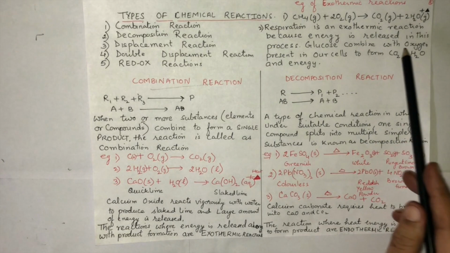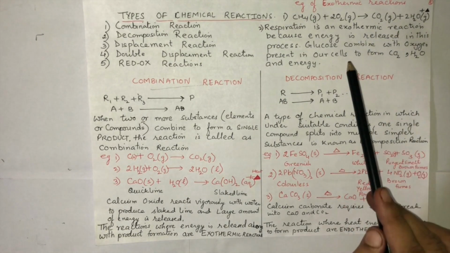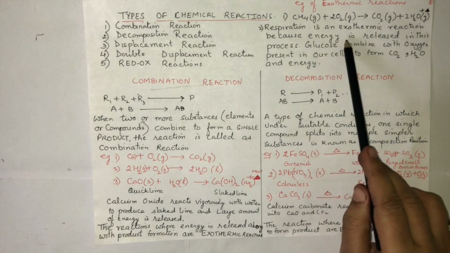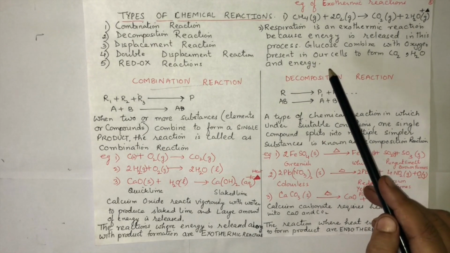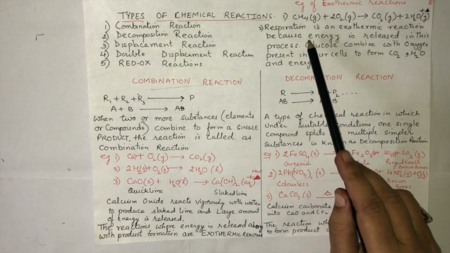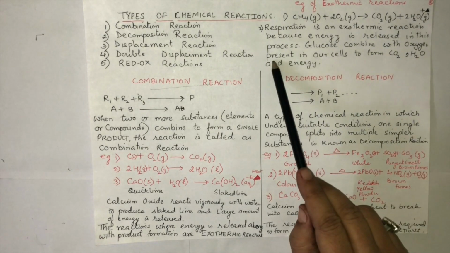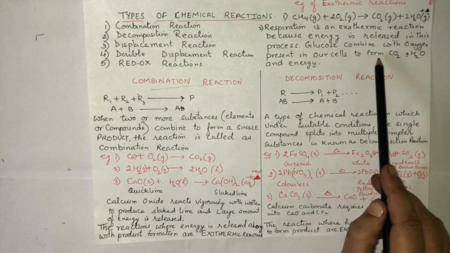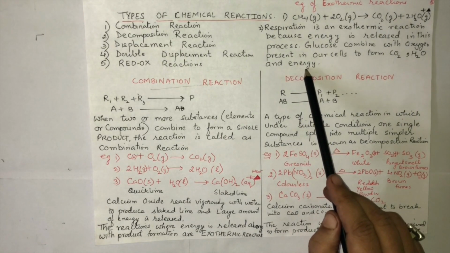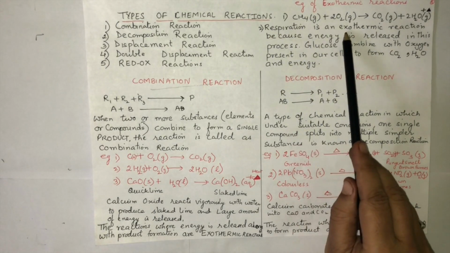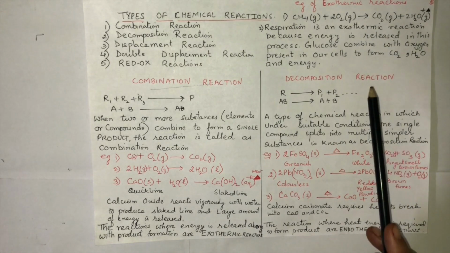Now, do you know respiration is an exothermic reaction? Why? Because energy is released in this process. Heat energy or the energy for work is released in this process. Glucose combines with oxygen present in our cells to form carbon dioxide, water and energy. That is why respiration is an exothermic reaction. Very important question from both points of view.